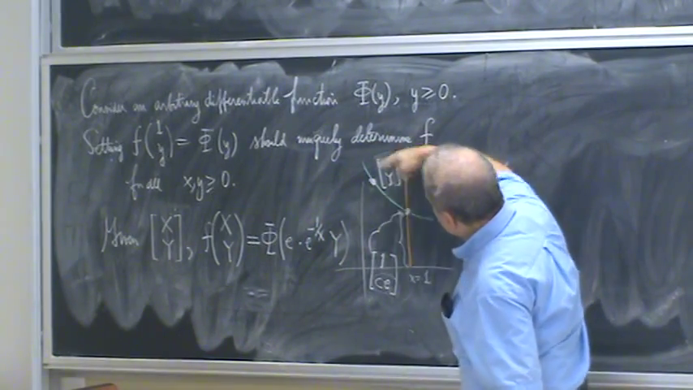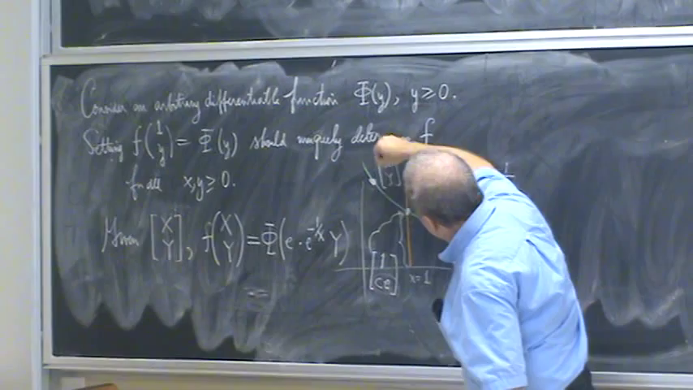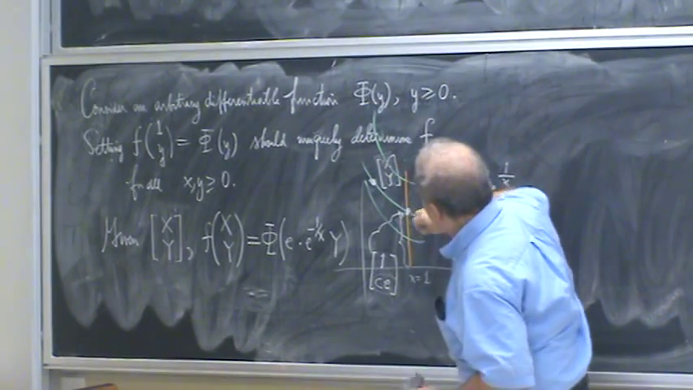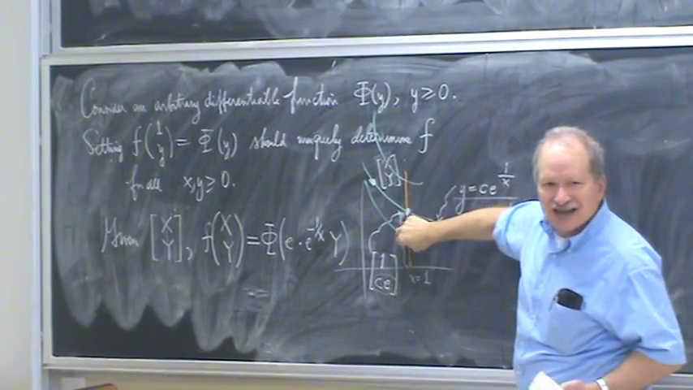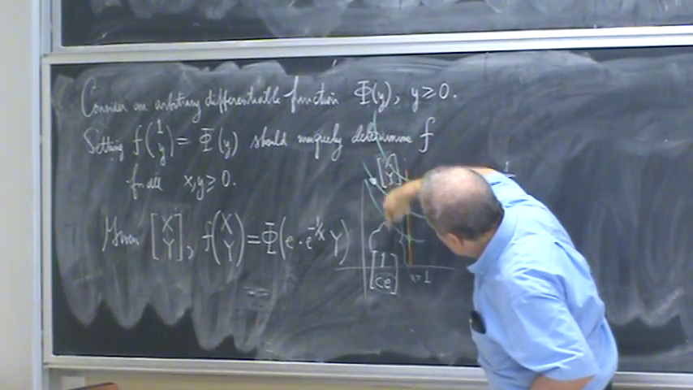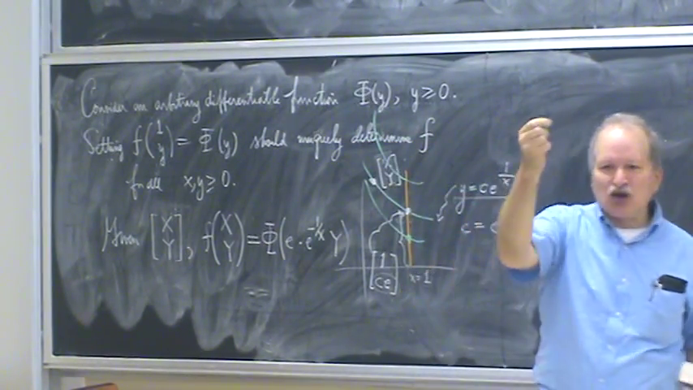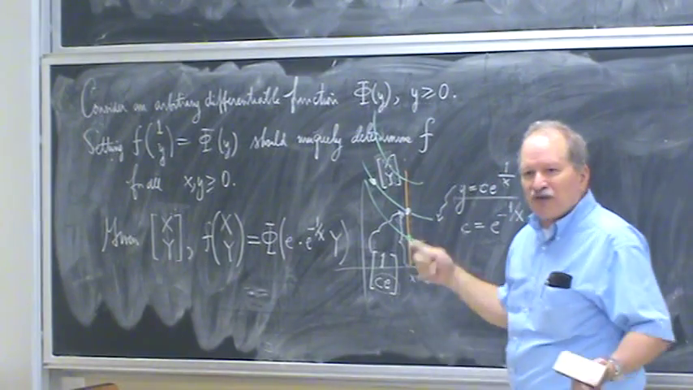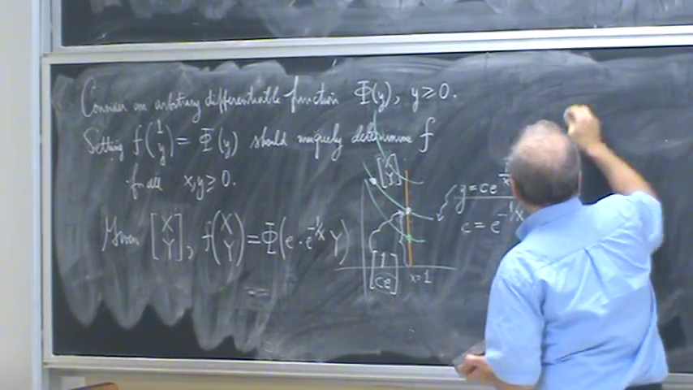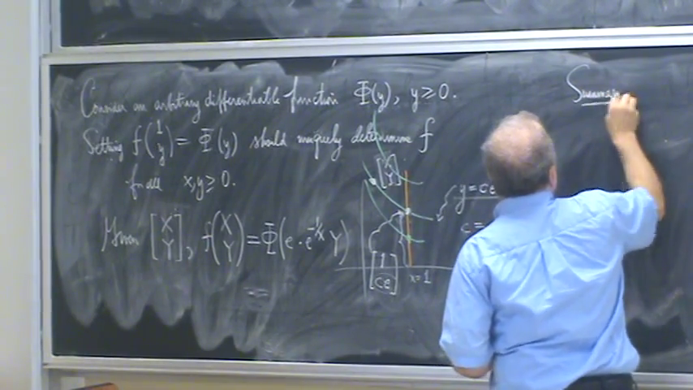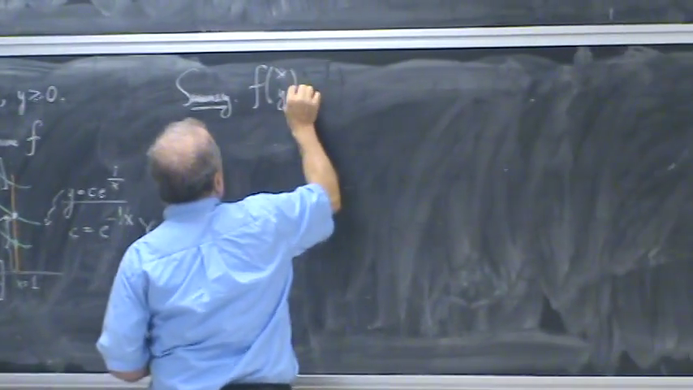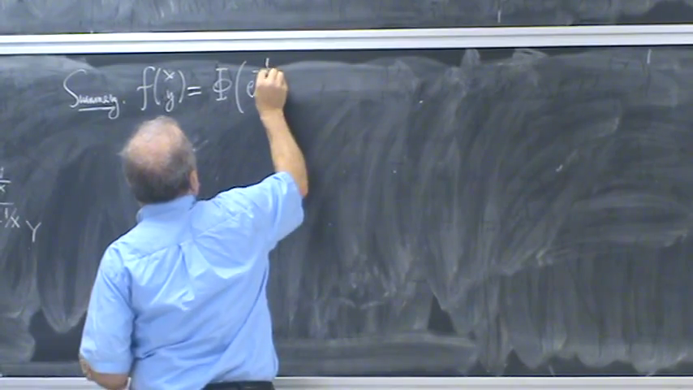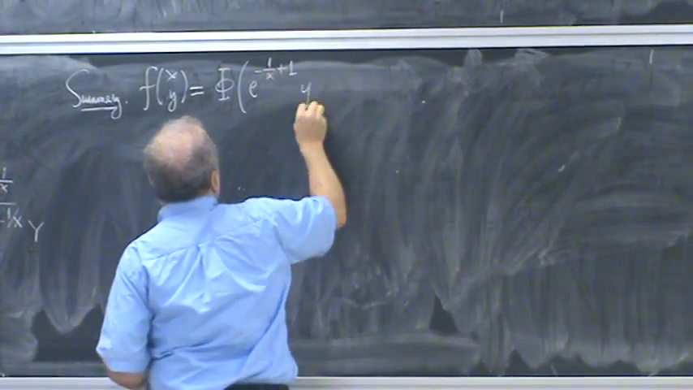Every point on the plane in this quadrant can be gotten by taking some green level curve. You know where that green level curve crosses this axis. You know what the function is here. You know that the function's the same on the whole level curve. So if you take your point and trace it back along its level curve to where the level curve crosses the orange line, you know what value your function has to have. So, summary: f of x, y, I'm putting little letters in now, is capital phi of e to the negative 1 over x plus 1 times y.